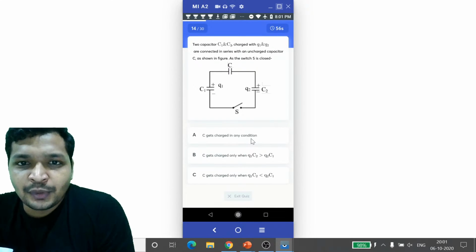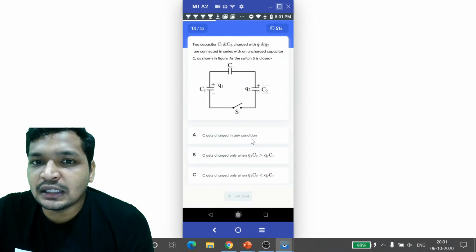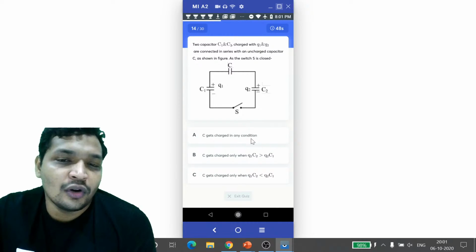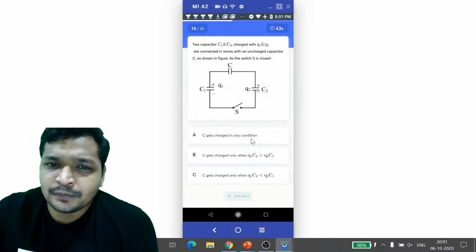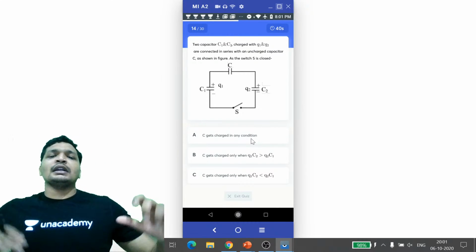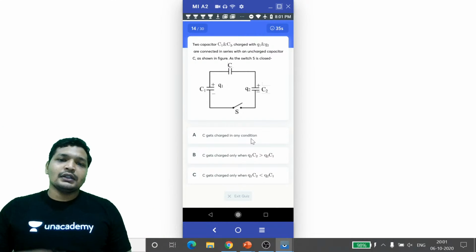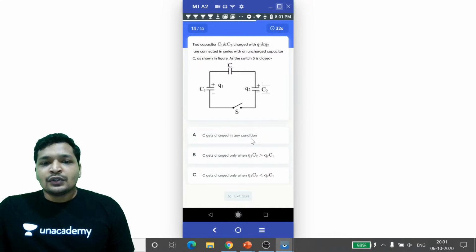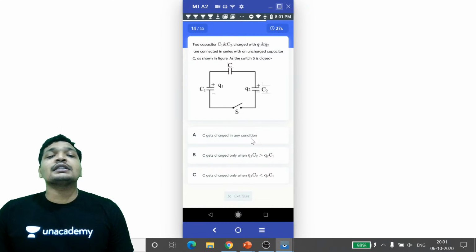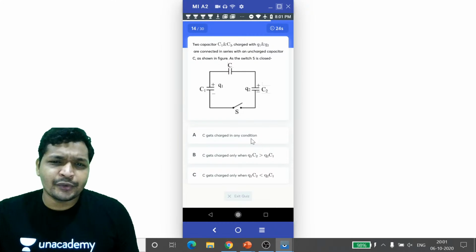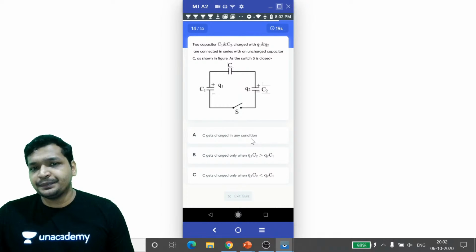So there are two capacitors C1 and C2, and they are charged with Q1 and Q2 and are connected in series with an uncharged capacitor. Now the thing is, current would flow, right? Initially current would flow. Even though they are connected with the same polarities, still the current would flow. That thing is not going to change. So "C gets charged in any condition" may not be true. Think about it carefully. Will the C get charged in any condition?